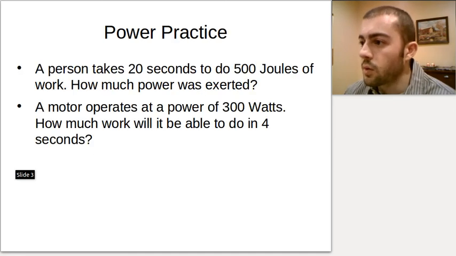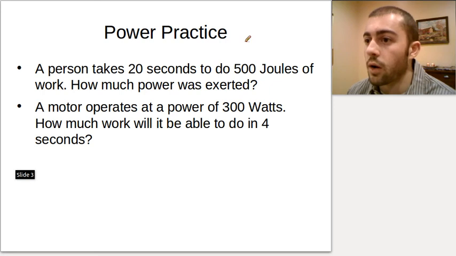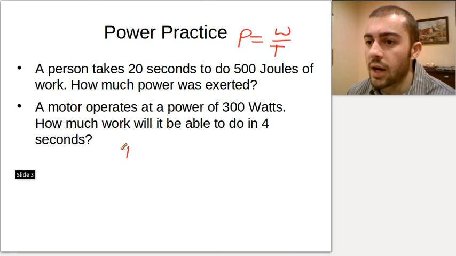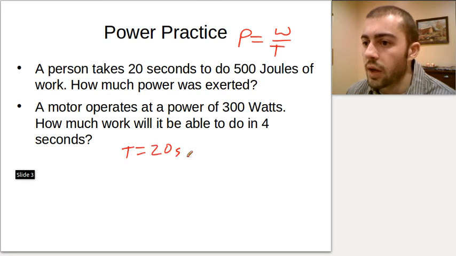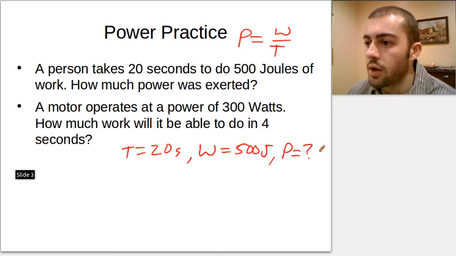All right, so let's try out some examples here of the power formula. So for the first one, it says a person takes 20 seconds to do 500 joules of work. How much power? All right, so we need the power formula. Power equals work over time. So the information we have here, we have the time is 20 seconds. We have the work is 500 joules, and the power is our unknown.